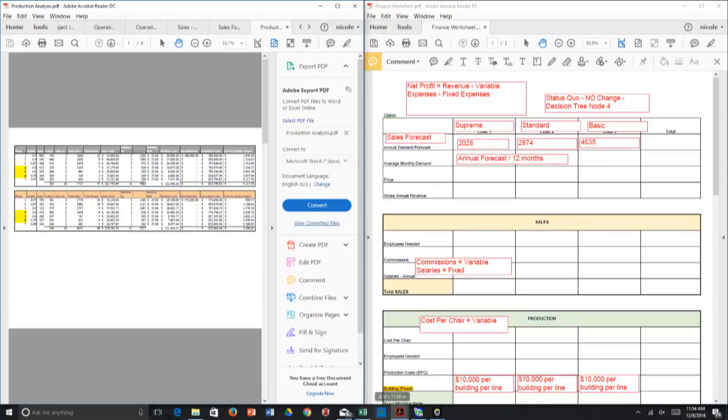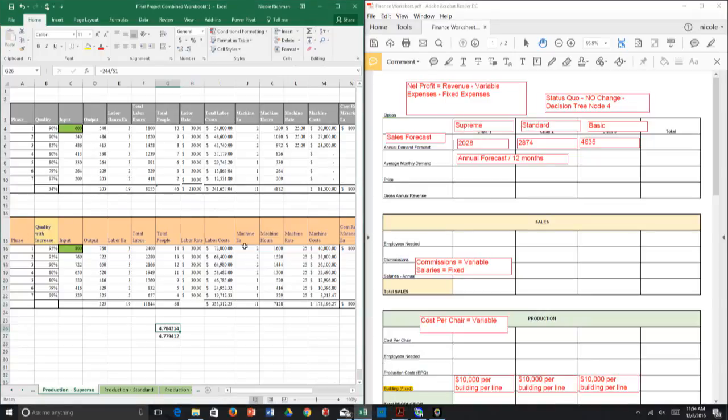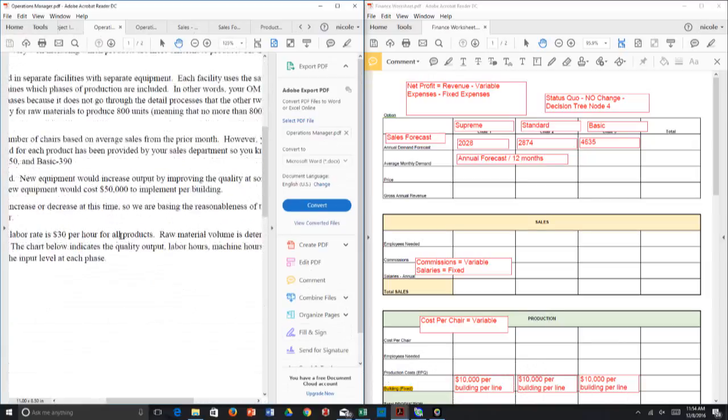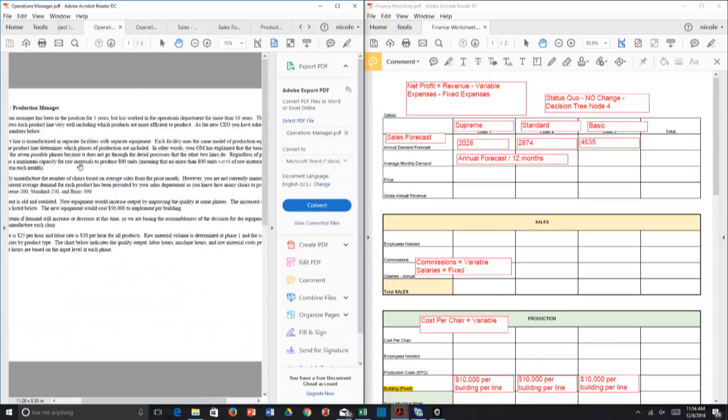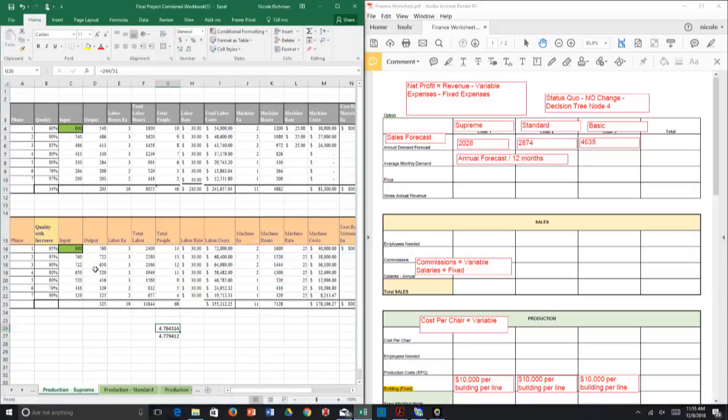And we take a look at our input. So let's pull up our actual production worksheet here. And we know from our original instructions, from our operations manager instructions, that we have the capacity for raw materials to produce 800 units, meaning that no more than 800 units worth of raw materials can go in at the beginning of each month. So if we were on our Supreme, we're going to type in 800 for input and our maximum output. The maximum number we can produce is 325.